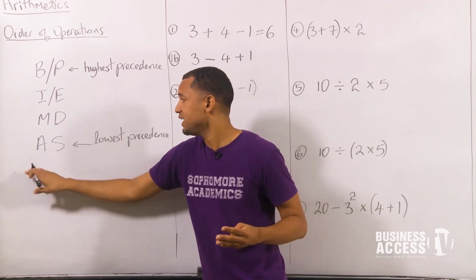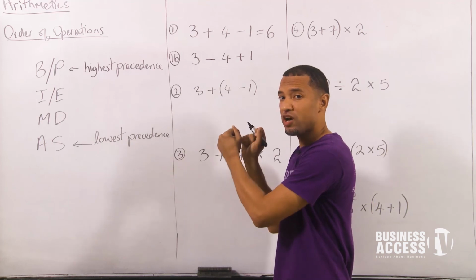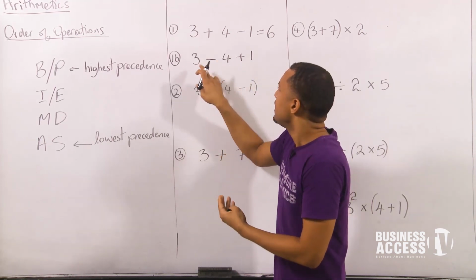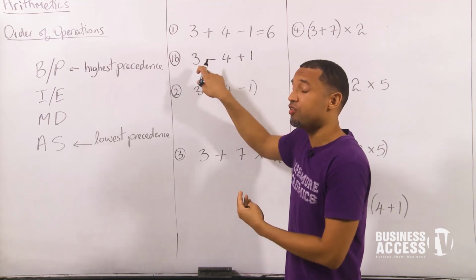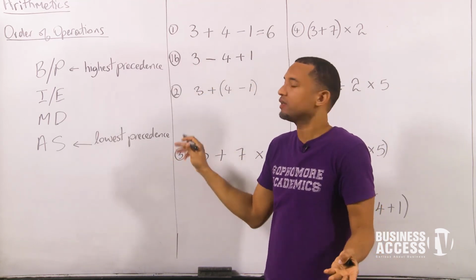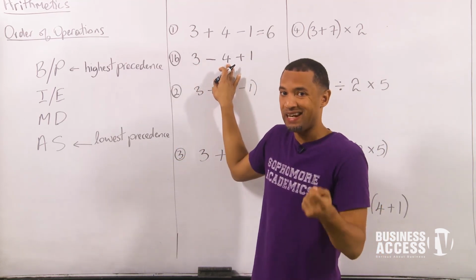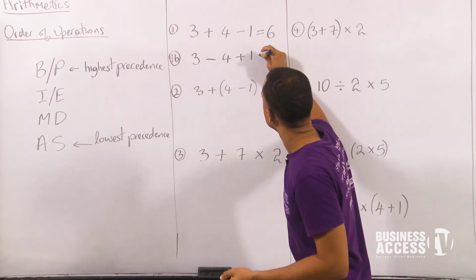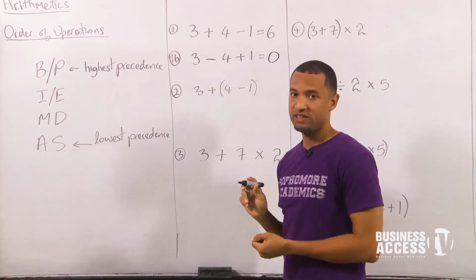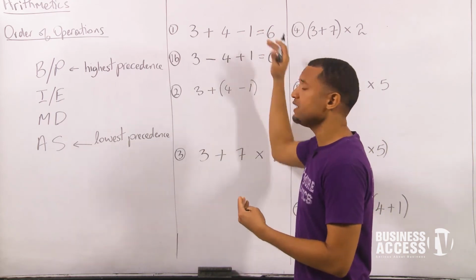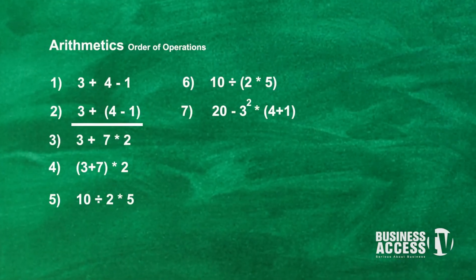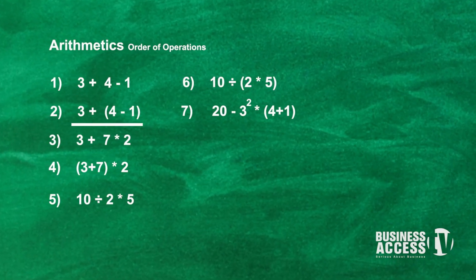All right, ladies and gents. So once you're on the same level, call it first come, first serve. You read from left to right, whichever one comes up first, you just do it. 3 minus 4 is -1, plus 1 would give you 0, ladies and gents. And you can double check these with your calculator. All right, here we have now 3 plus, and then we have brackets, 4 minus 1.